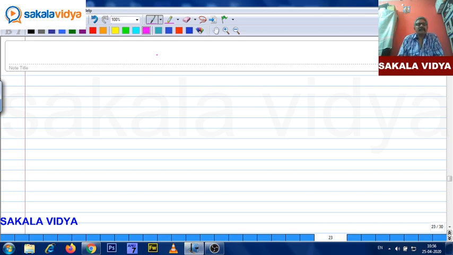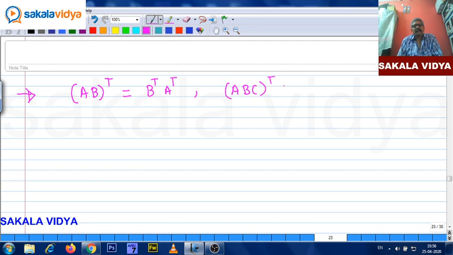So now let us come to one more property. What is the property? Transpose of AB is B transpose into A transpose, it follows the reversal law. Suppose transpose of ABC is there, we need to write C transpose, B transpose and A transpose. Okay.